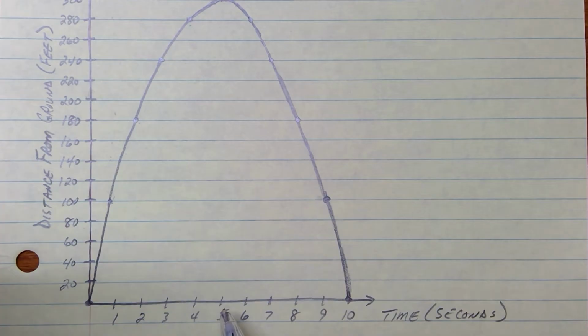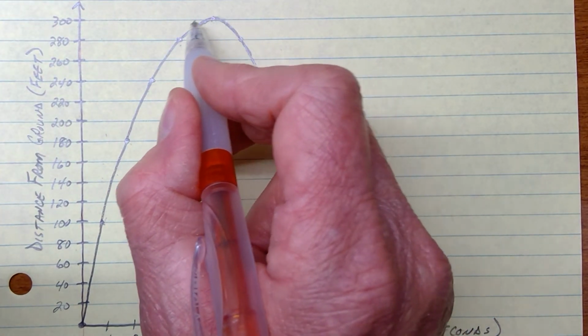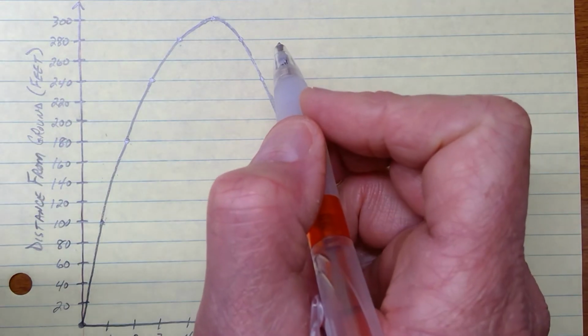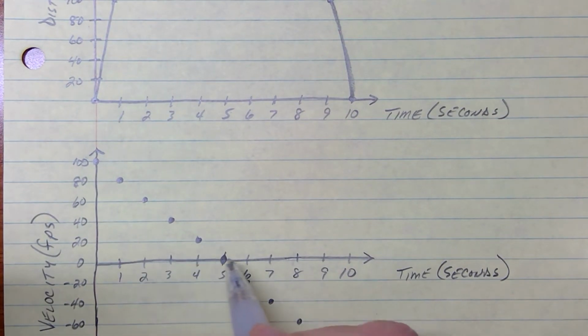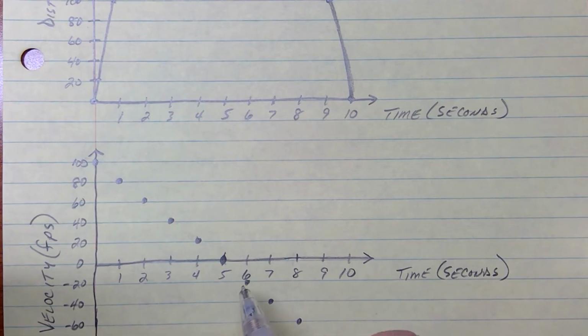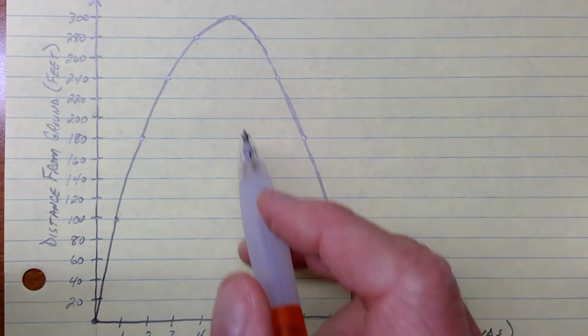And then finally at 5 seconds here, I'm at the top. And remember, the slope at the top is 0. The velocity at the top is 0. So at 5 seconds, I'm on my x-axis. My velocity is 0. And then after that, my velocity is negative. It's kind of the same speed numbers, but they're going to be negative because I'm falling back to the ground.